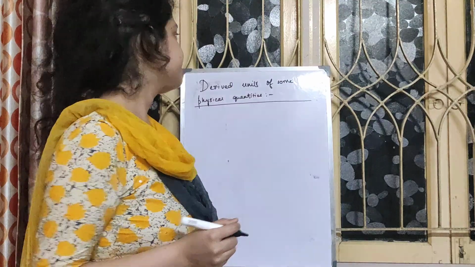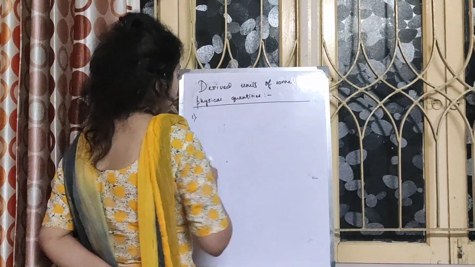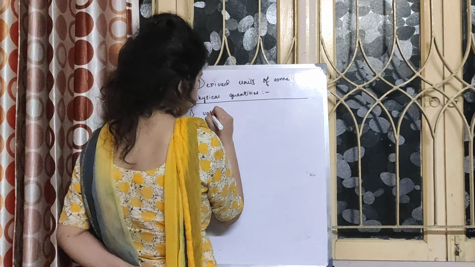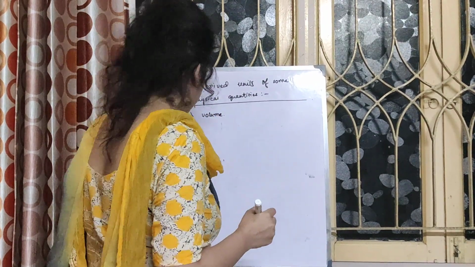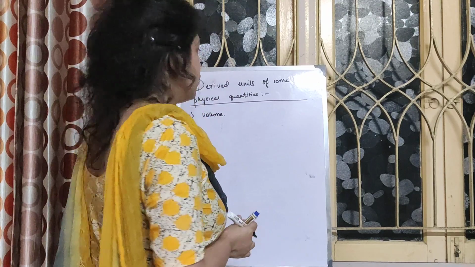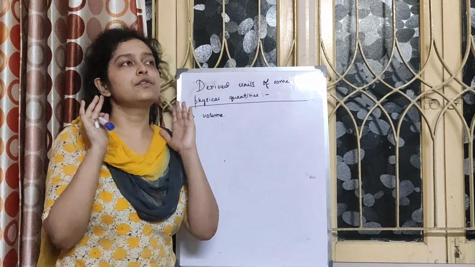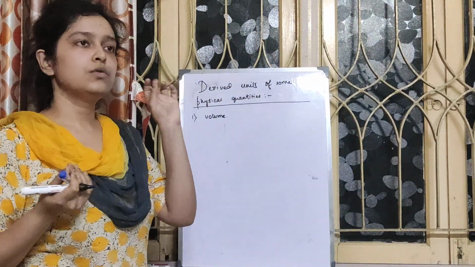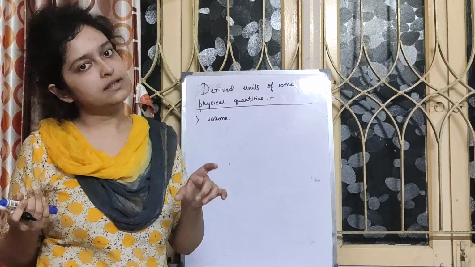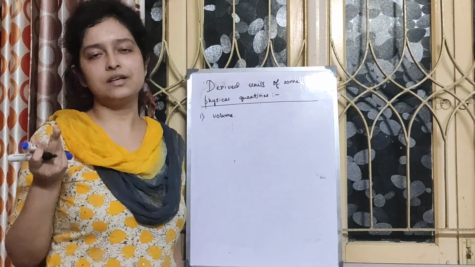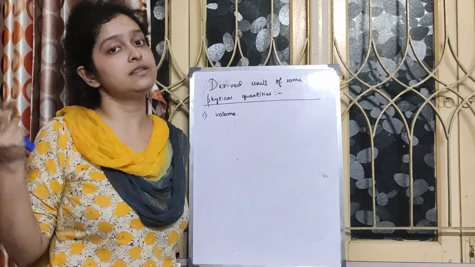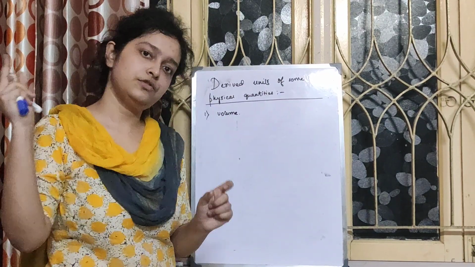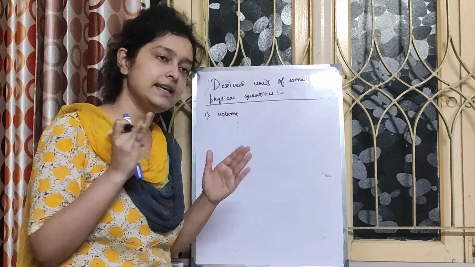For example, what about, say, volume? What about volume? Volume, you have, say, for example, volume of a cuboid. It's length into length into length, or say it's a cube. For cuboid, it's length into breadth into height. So basically for volume we need length 3 times. That means the dimension is length.